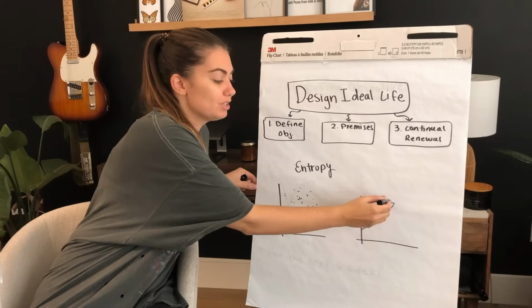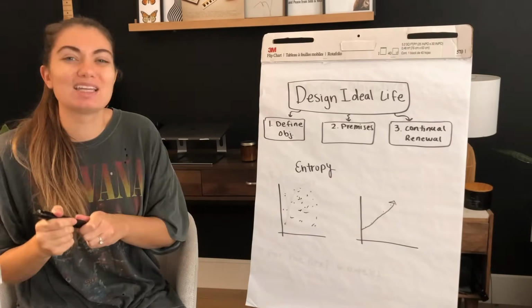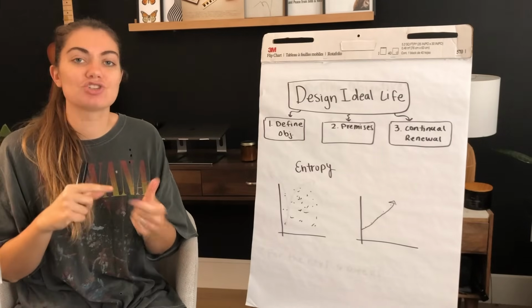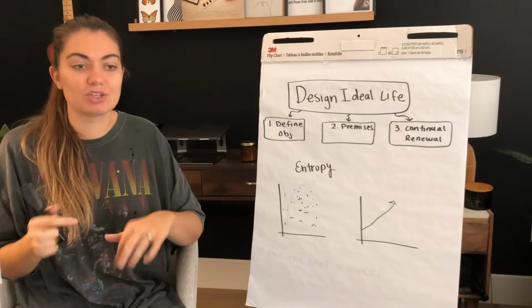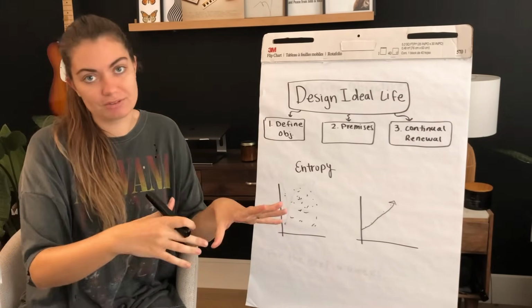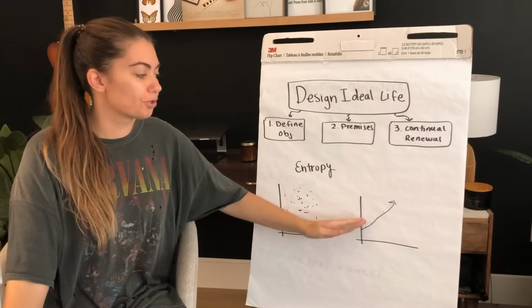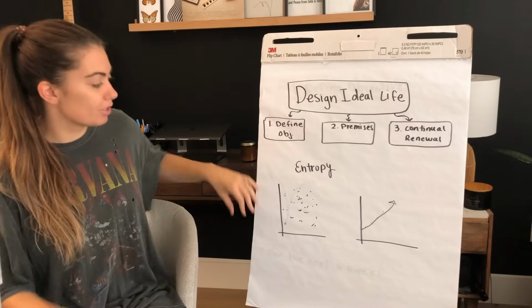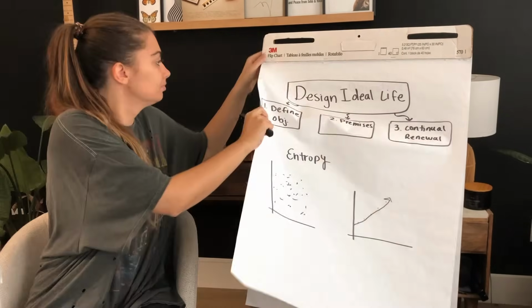So what we have to do, in creating an ideal life, is create an ordering routine, and it takes intentionality. Because of the law of entropy, you're not going to just stumble into an ideal life. So that's what we're going to do in this video. We're going to do this ordering process. So get out a piece of paper. We're going to combat entropy together.